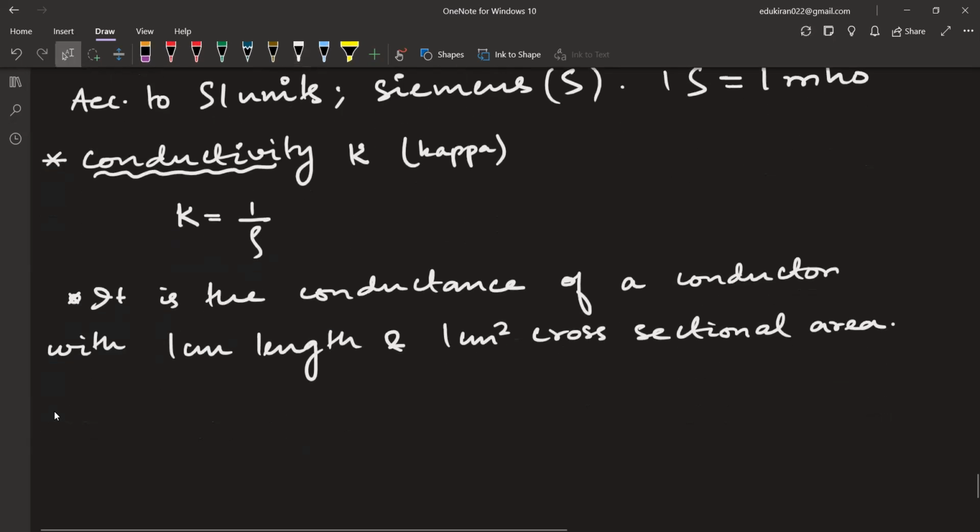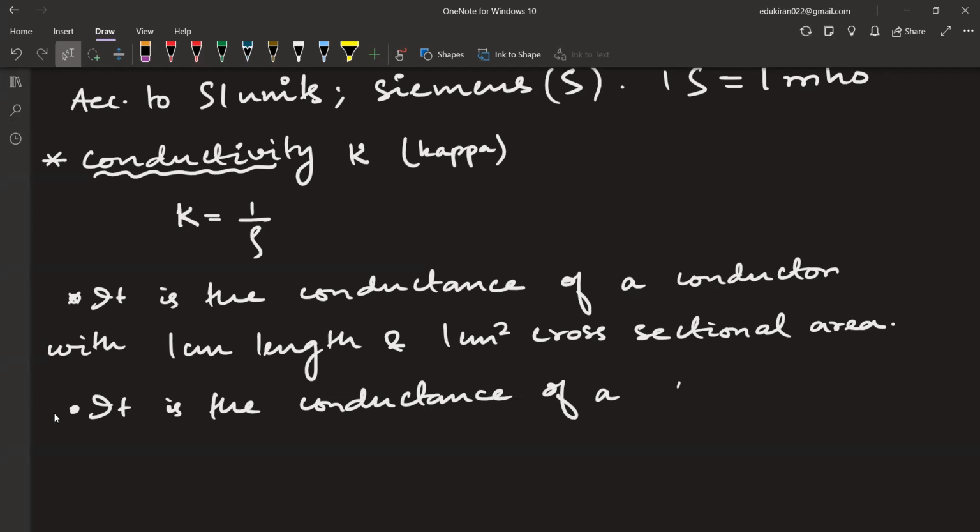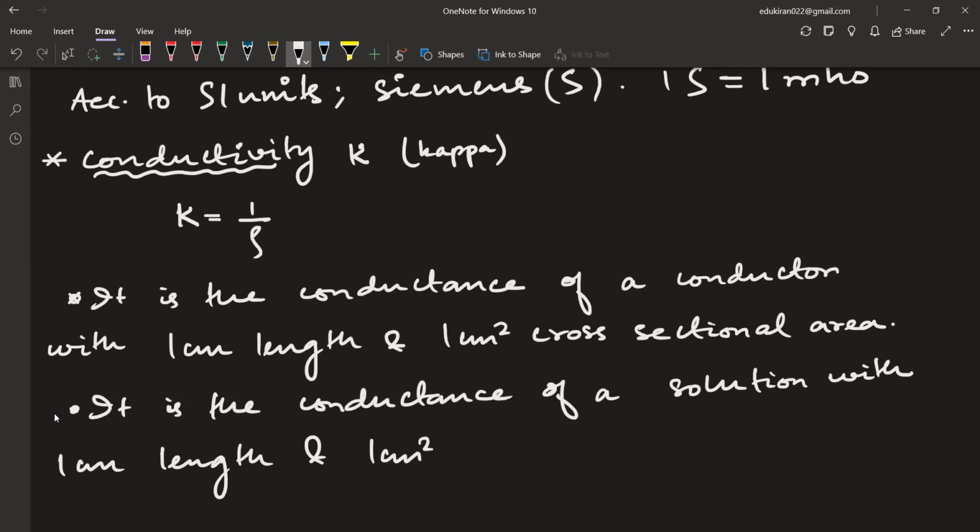If I define this in terms of solution, I will say that it is the conductance of a solution, because the solution is our conductor, with 1 centimeter length and 1 centimeter square cross sectional area.